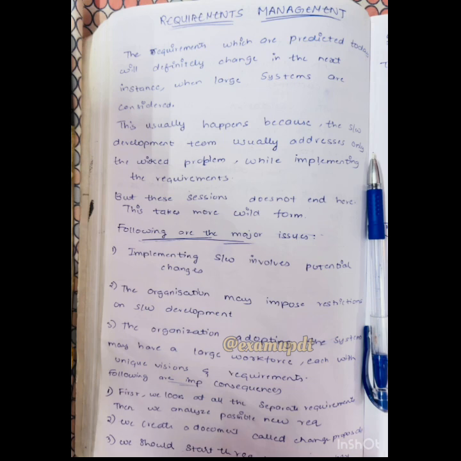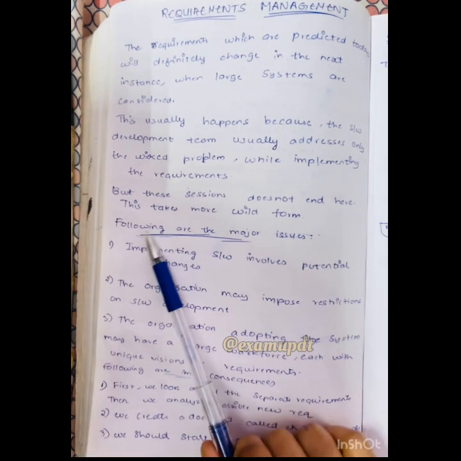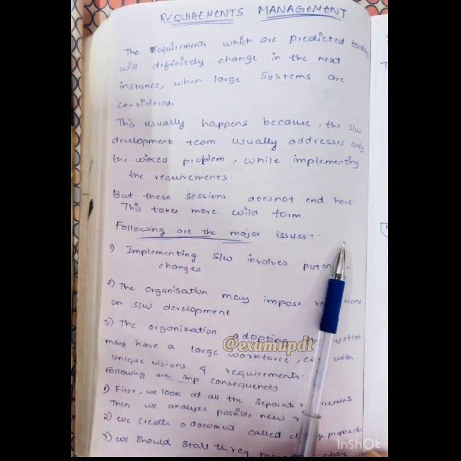So this happens because software teams usually only tackle immediate problems when working on requirements, but it doesn't stop there. Once users install and start using the software, they often ask for more improvements. So following are some major issues.